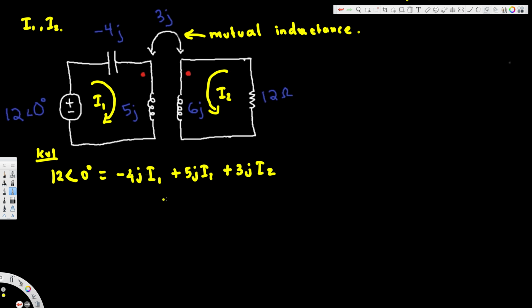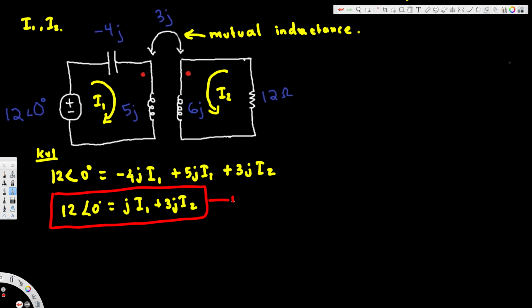Now let's try to simplify this one. Negative 4j plus 5j is just 1j, so j I1, and we are going to have 3j I2 and 12 at 0 degree angle. Okay, so this is going to be our first equation, equation 1.